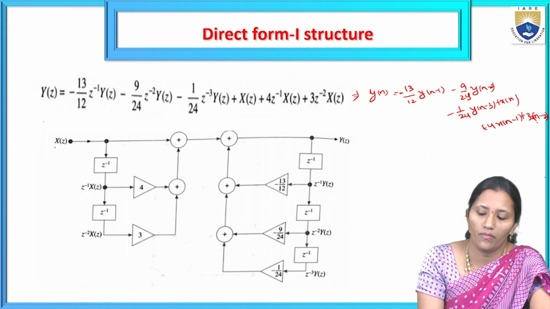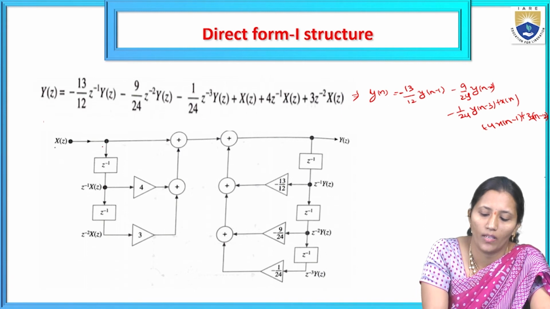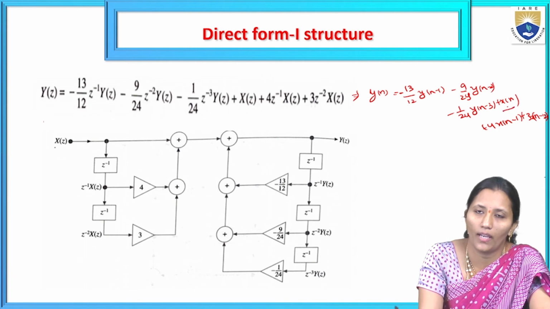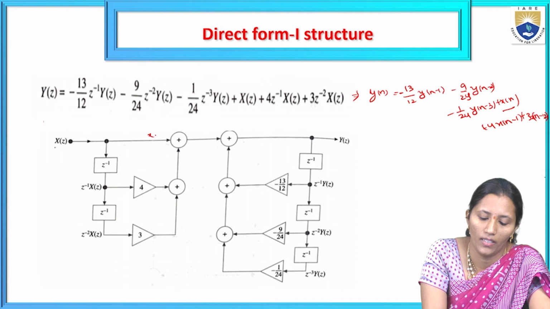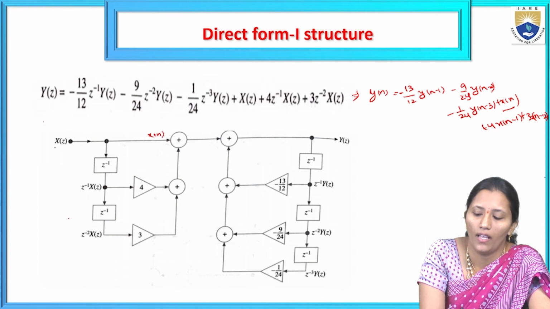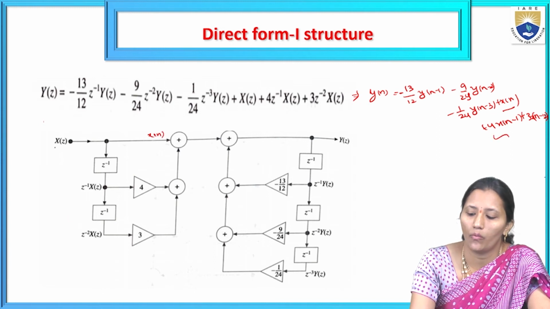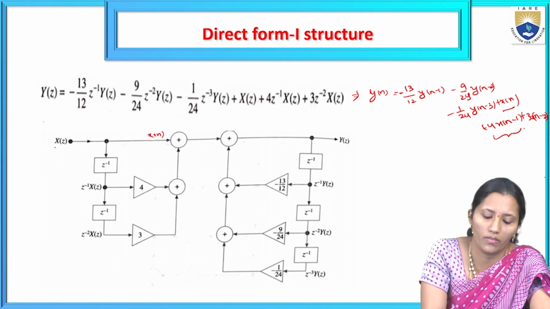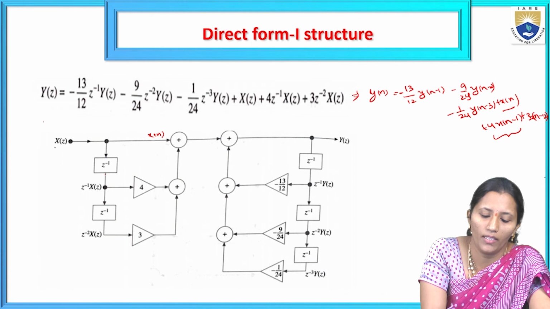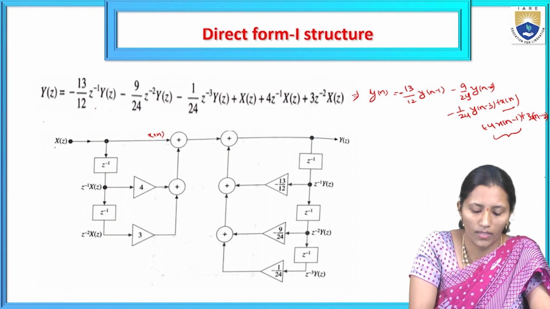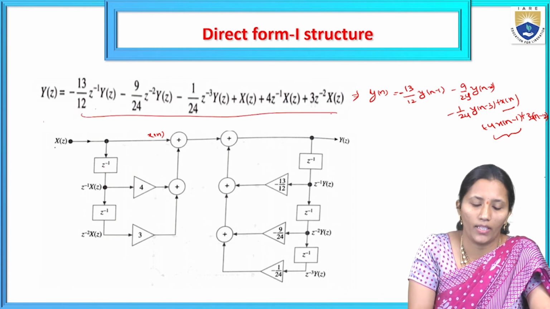So here first we are taking x of n. The x of n term has no coefficient, the coefficient is 1, so it is given directly here. We are going to get x of n. Another input term is 4 into x of n minus 1. To get x of n minus 1, we give one delay element. We can also observe this directly from the z transform equation.